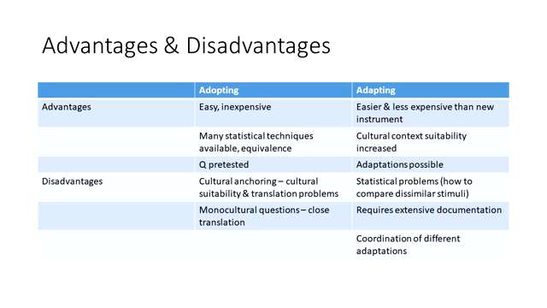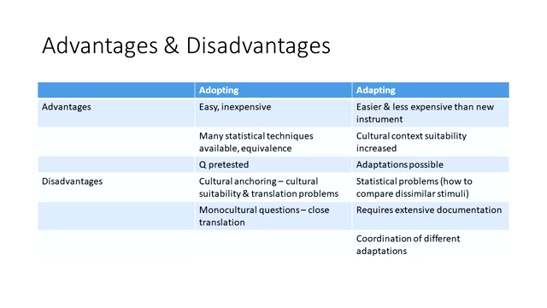On the other hand, with adopting tests, we take the whole package, right? So there might be cultural anchoring, all sorts of issues around cultural suitability and specific translation problems that make the test maybe less applicable in the new environment, right? And also, issues around, for example, closed translations are often a big issue.